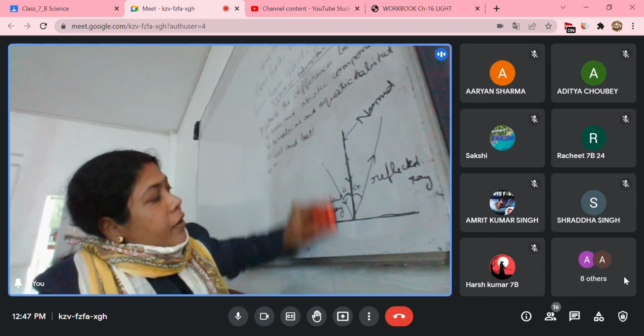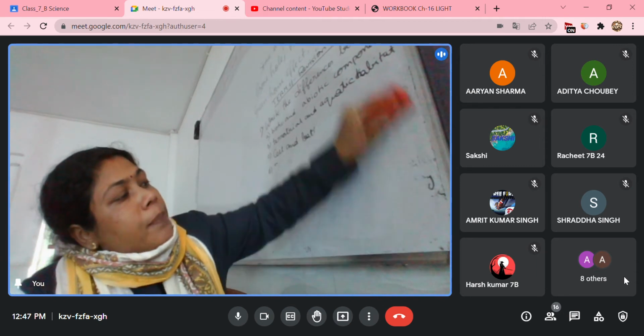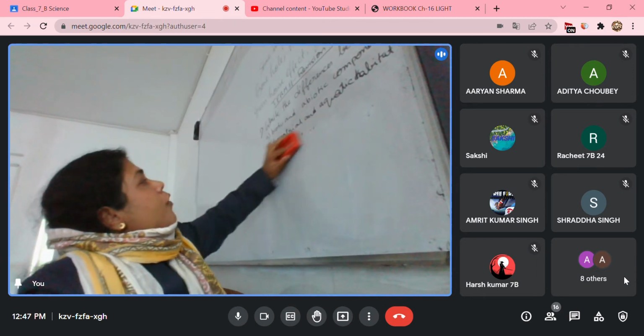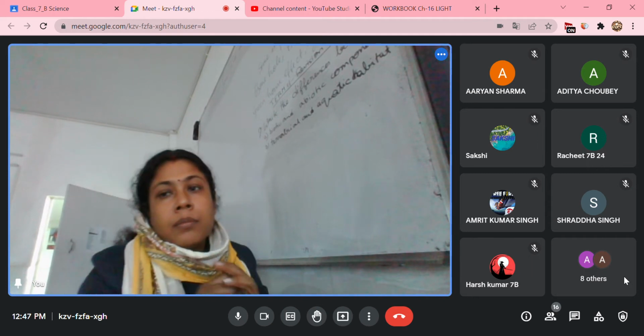Apart from that, we have read about the image that is formed in a plane mirror. What is the nature of the image formed in a plane mirror?